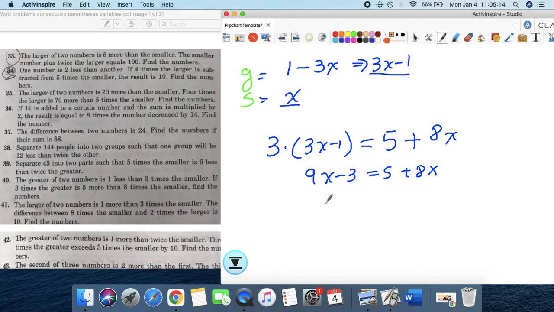Subtract 8x from both sides, we get x minus 3 equals 5. And then plus 3 to both sides, x equals 8. So the small number is 8, and the large one is 3 times 8 minus 1, which is going to give us 23.